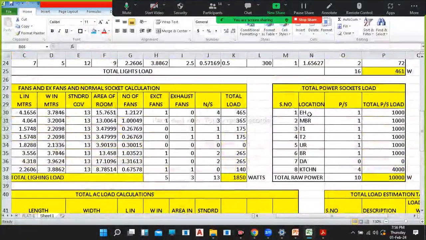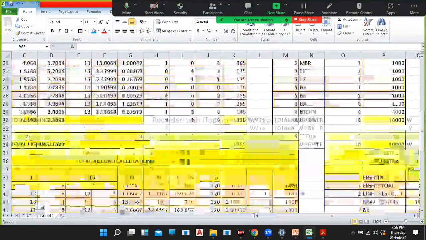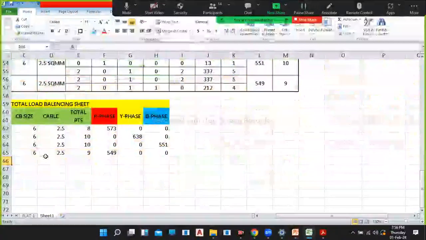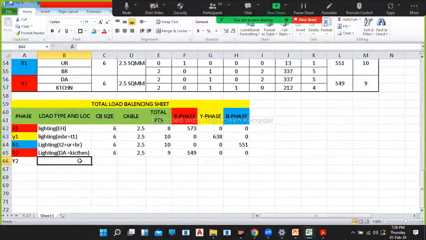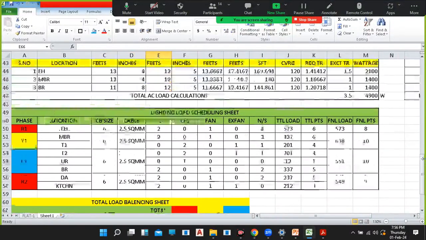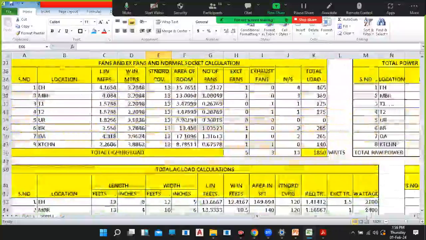In the power sockets, according to the standard, what is the standard for raw power circuit design? The loads which are greater than 100 watts come into the category of raw power circuit design. Then the circuit breaker size will be 16 amps, and the cable size is 4 square mm. Now, what points do I get? I can take 3000 watts and 3 points, as per the standard.